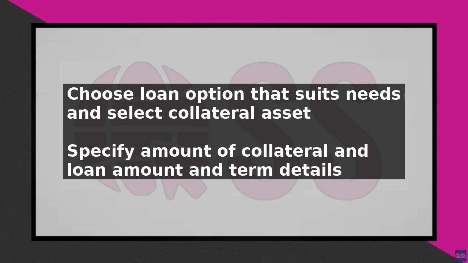You will then be required to select the collateral you want to use to secure the loan. Binance allows you to use various cryptocurrencies as collateral, including Bitcoin, Ethereum, and others. Select the asset you want to use and specify the amount.